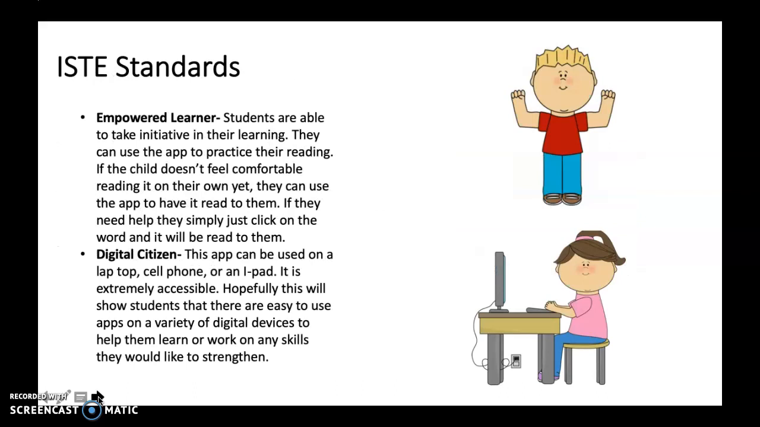On the ISTE standards, I found 2: an empowered learner and digital citizenship. Students are able to take initiative in their learning. They can use the app to practice their reading. If the child does not feel comfortable reading it on their own yet, they can use the app and have it read to them. If they need help, they can simply click on the word and it'll be read to them.